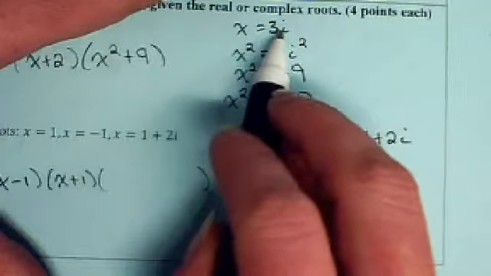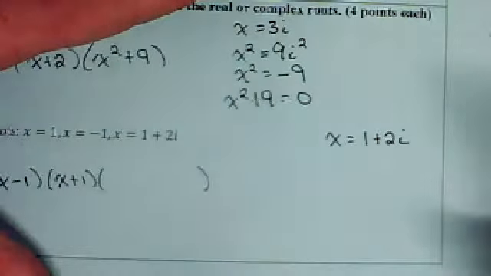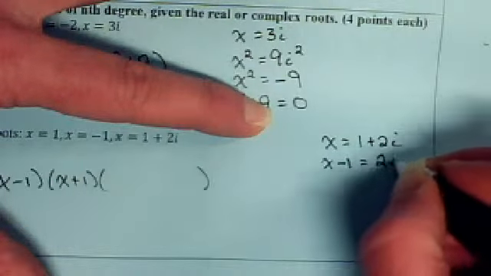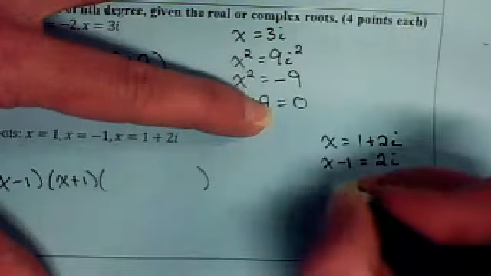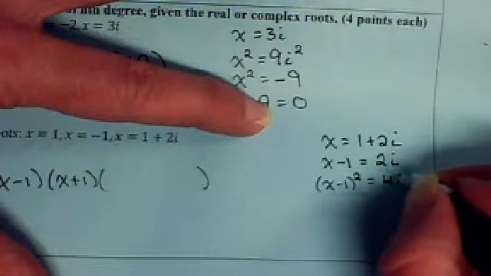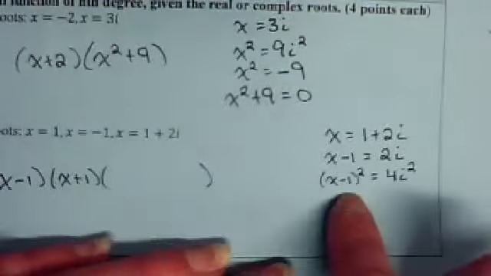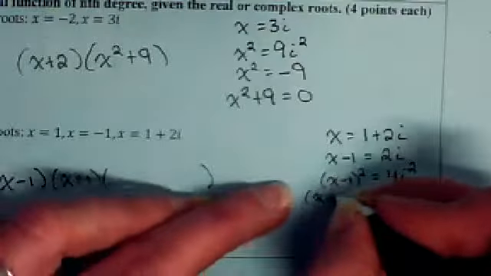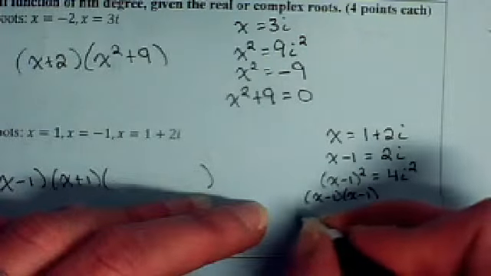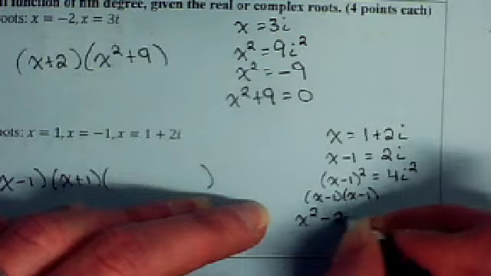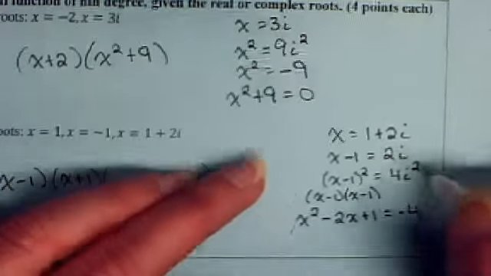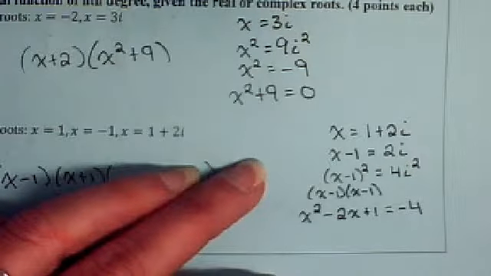Now, it was really nice when I had 3i by itself because I could just square both sides. So I'm going to move the 1 over and get x minus 1 equals 2i. When I square both sides, I get x minus 1 squared equals 4i squared. This is where everybody messes up. That's really x minus 1 times x minus 1. So x squared minus 2x plus 1 equals negative 4, because i squared is really a negative 1.